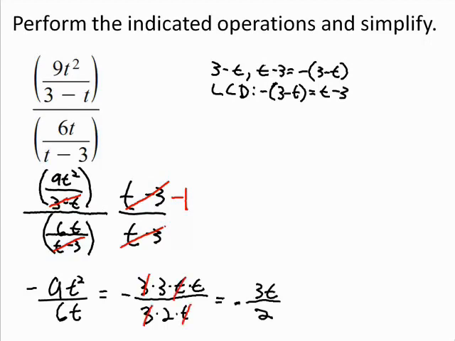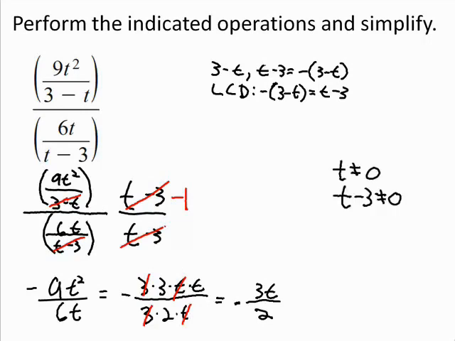You are left with negative 3t divided by 2. This expression has to have the same domain as the original expression. In the original expression, there is a t minus 3 in the denominator, so t minus 3 cannot be equal to 0. There is also a t in the denominator, so t cannot be equal to 0.